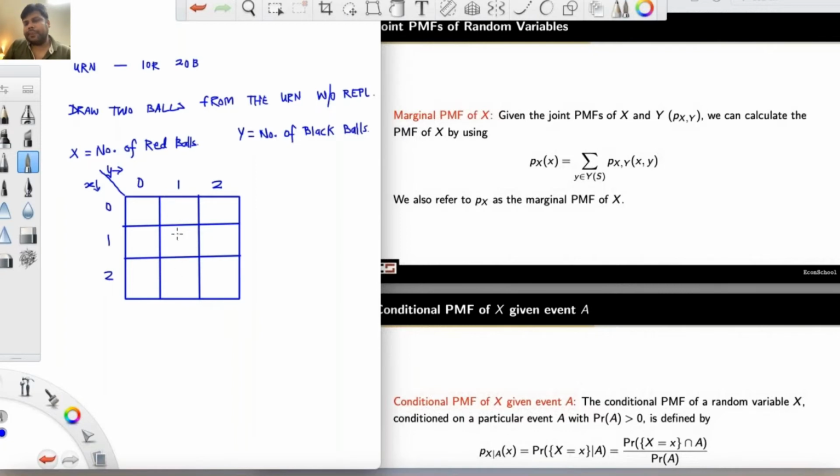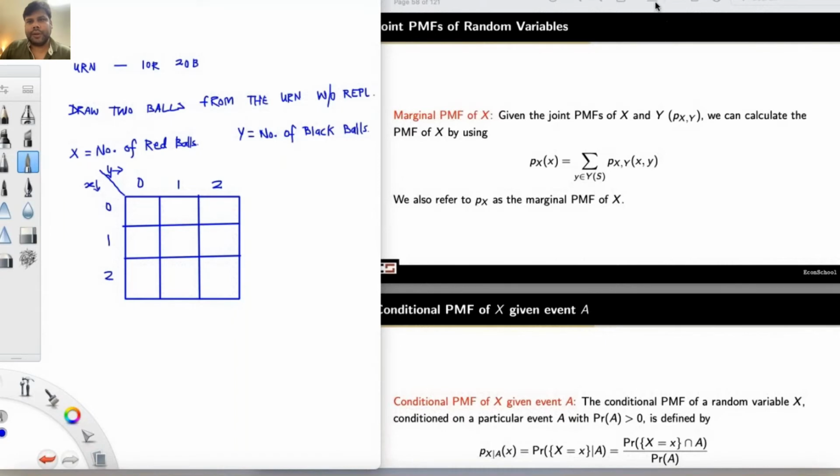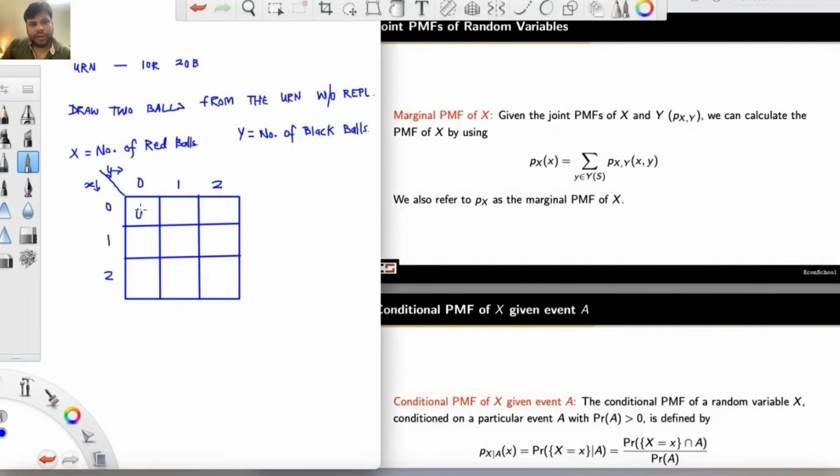Okay, you just have to fill up this table with the joint PMF. Do it. Are you done? So what is this? Number of red balls is 0, number of black balls is 0. That's 0, right? I mean, it's impossible. You're drawing 2 balls, so obviously, getting 0 red balls and 0 black balls is impossible.